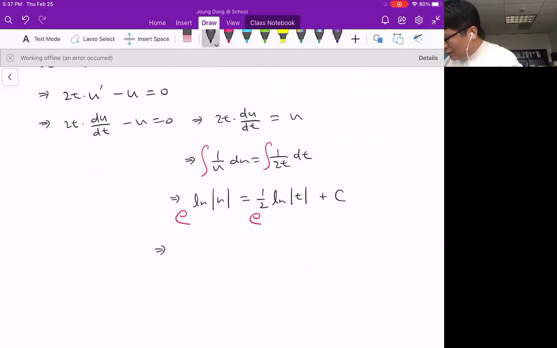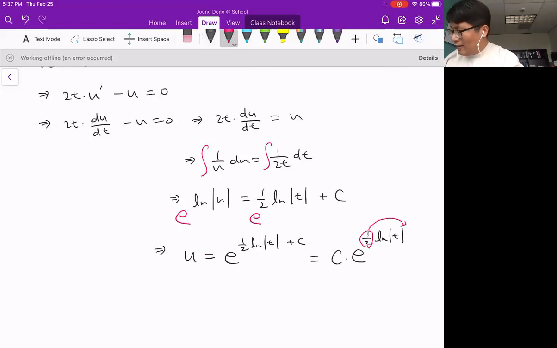Then we're going to raise e on both sides. Then e to the ln u is u, right? We practice a lot, right? And e to the 1/2 ln t plus c, right? And then this can be written as c times e to the 1/2 ln t. We did this before, right? And then raise your 1/2 up there and cancel out e and ln. Then I can say your u is c times t to the 1/2.